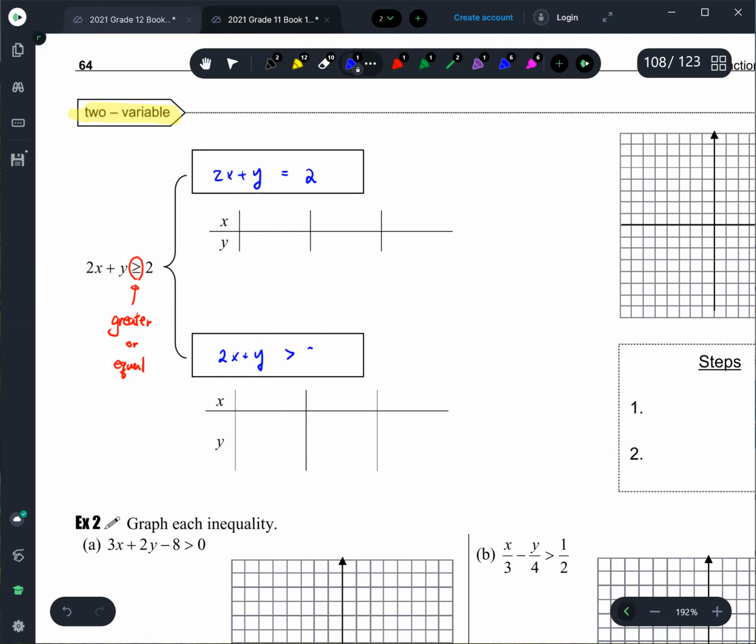So we are going to graph both of them, okay? First one is the equal. When you have an equal, this is something you learned in grade 10. This is called a linear function, right? Let's write that down. Linear function.